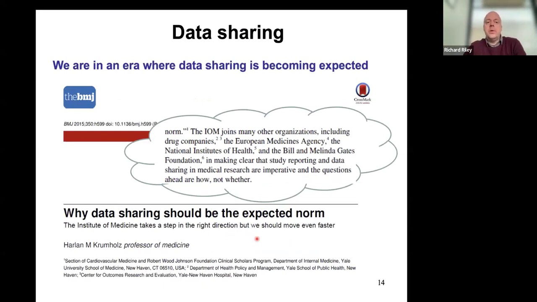Why is this feasible? Well, I think it's feasible because we are in an area where data sharing is becoming expected. So this is from a paper 10 years ago in the BMJ. And it just highlighted here that the Institute of Medicine joins many other organizations in making clear that study reporting and data sharing in medical research are imperative. And the questions ahead are how, not whether. And I think you'll have seen that in your own research.